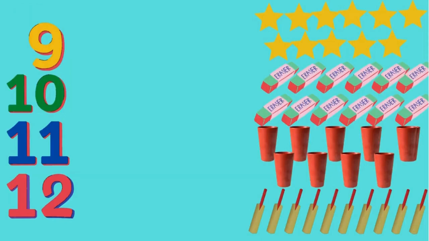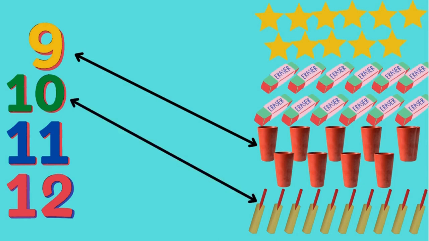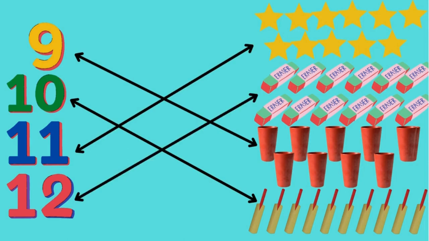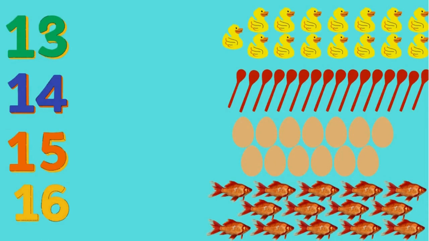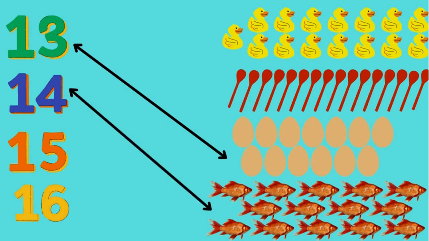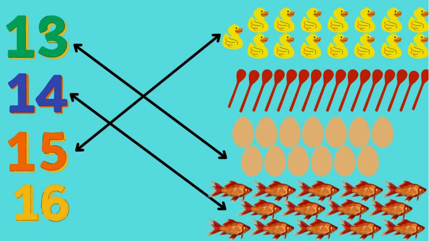Nine. Glasses. Ten. Bats. Count the bats. Yes. 11. Stars. 12. Erasers. Count them all. Yes. Great job. 13. Eggs. Count the eggs. Yes, they are 13. 14. Fish. 15. Ducks. Count the ducks. Yes, they are 15 in number. 16. Spoons. Count the spoons. Yes, they are 16 in number.